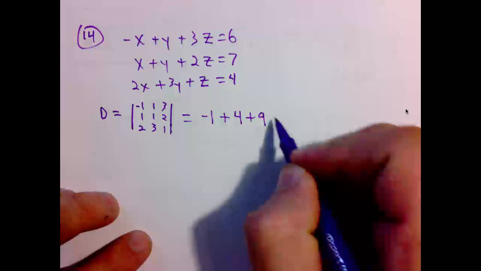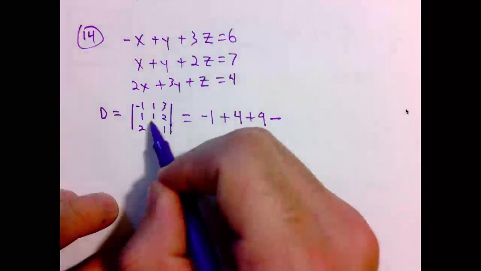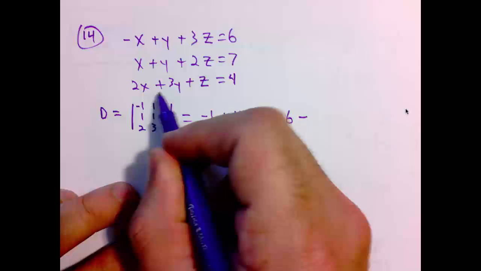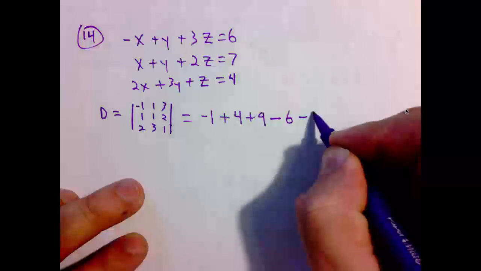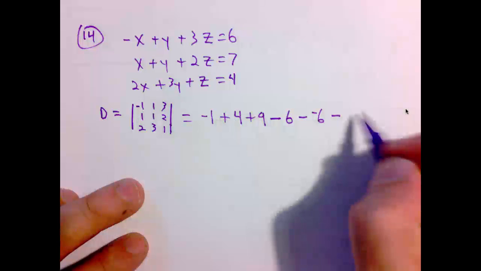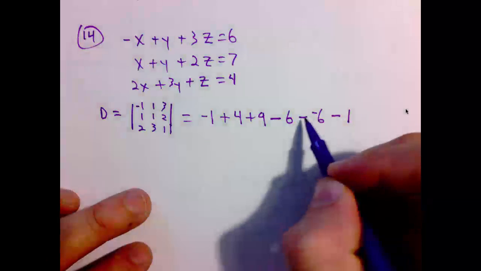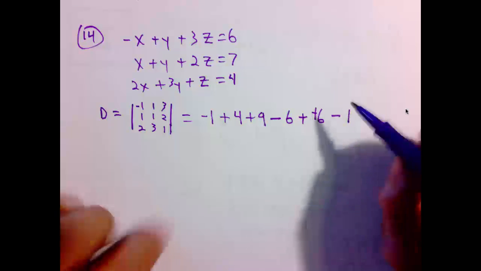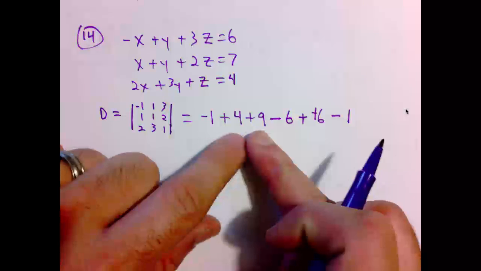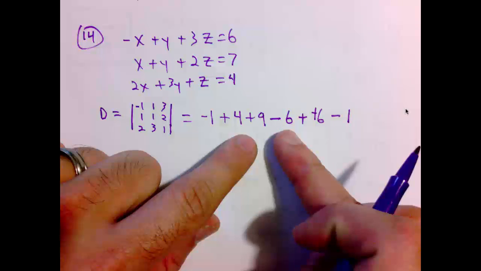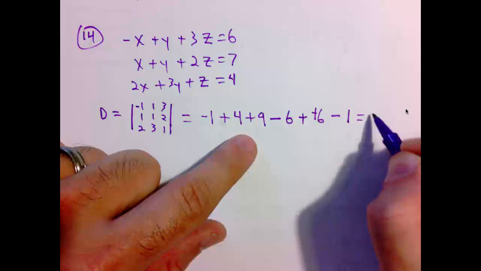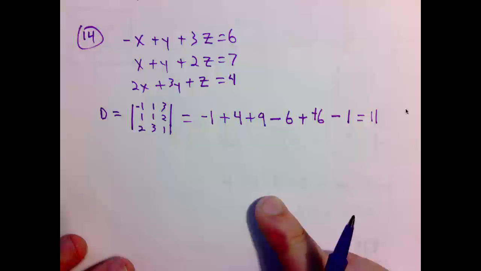Okay. Now minus all of these diagonals. 2 times 1 times 3, that's 6. Minus 3 times 2, that's 6, times a negative 1 is negative 6. Minus a negative 6. Subtract 1 times 1 times 1, that's 1. Well, minus a negative 6, that becomes plus. So negative 1 plus 4 is a 3, plus 9 is 12. 12 minus 6 is 6, plus 6 is 12, minus 1 is 11. All right, that is our D matrix.